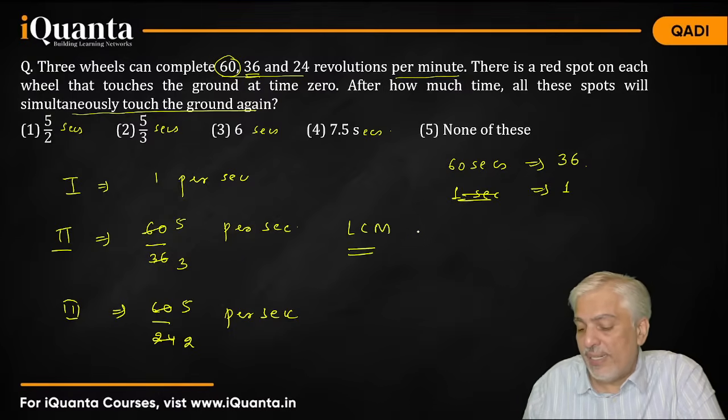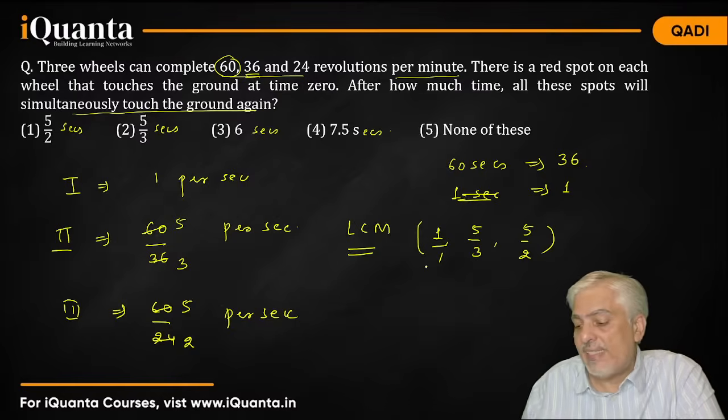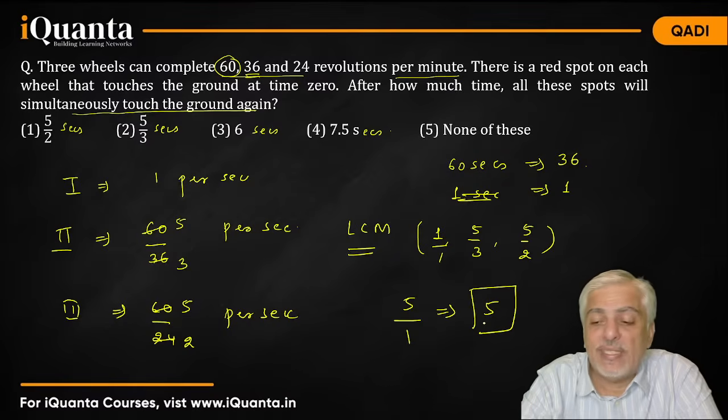So, we have to now take LCM of 1, comma 5 by 3, comma 5 by 2. How do you take LCM of fractions? LCM of numerators, 1, 5, 5, the LCM is 5, upon HCF of denominators, 1, 3 and 2, the HCF is 1. So hence my answer is 5. Important question because people mess up in this question.